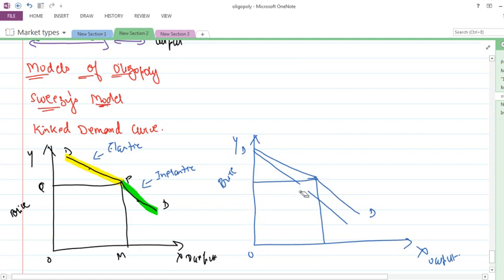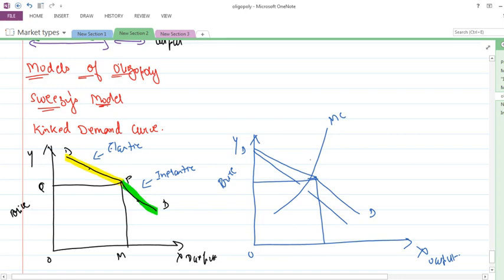then the oligopolist will be maximizing his profit at the prevailing price. As he is maximizing his profit at the prevailing price, he will have no incentive to change the price. So if the MC curve passes like this, then the oligopolist will be having the maximum profit here.